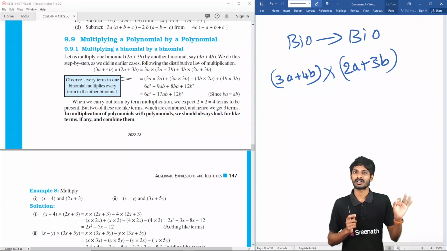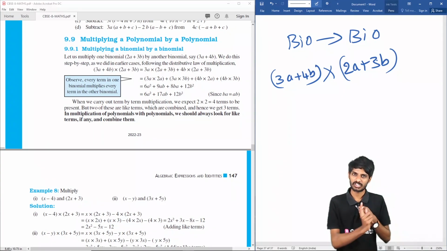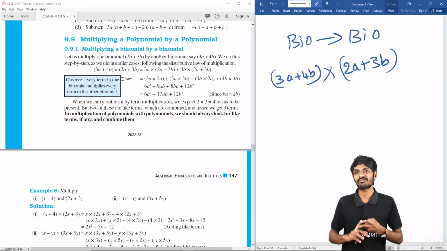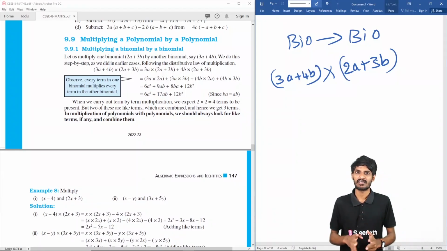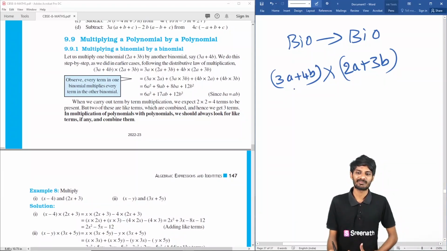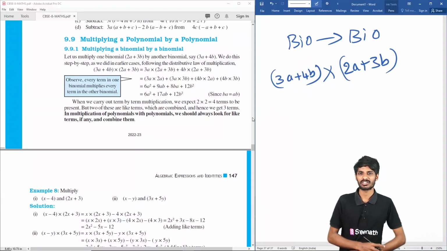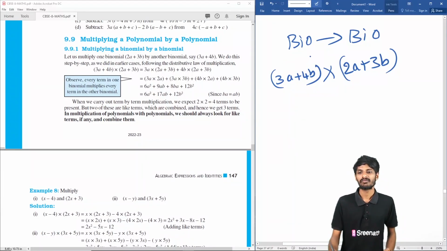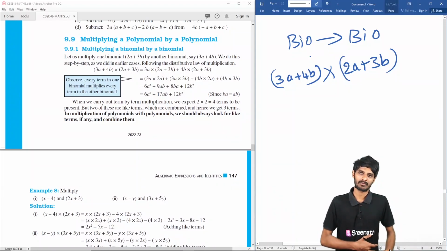So just remember one thing, that is the distributive law, and another thing is the law of exponents. If you know them perfectly, you will find these things very easy. How to do this binomial by binomial multiplication? It is very easy. First, we have to multiply every term in one binomial with the other binomial.